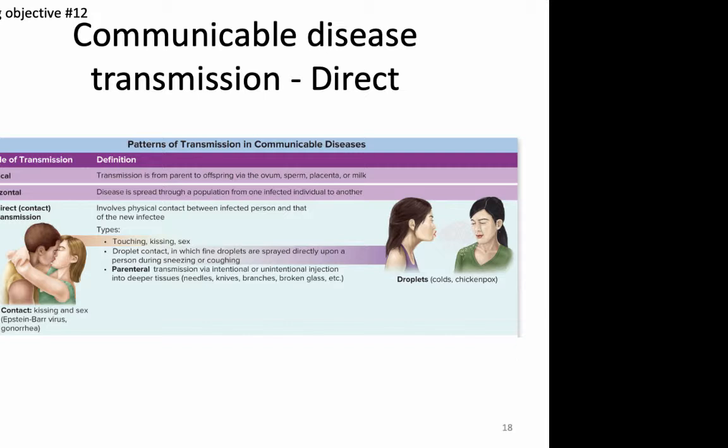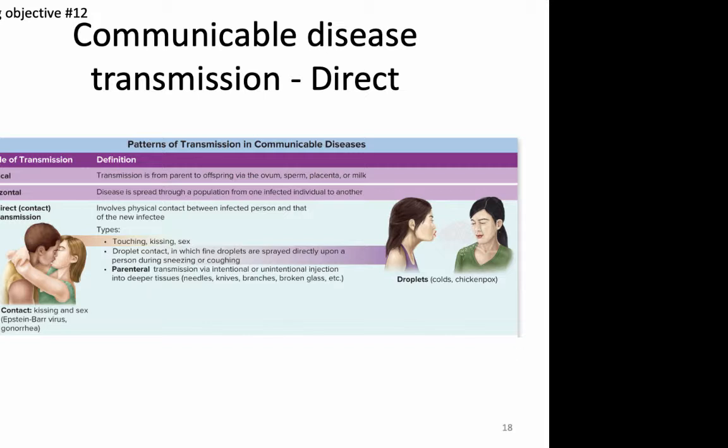Horizontal infection is when the disease or microbe passes from one carrier to another. They're not directly related, they're just in contact in some way. So some examples of direct or contact transmission are kissing, sex, and droplet contact. So if a person who has the flu sneezes and the flu is expelled in the sneeze droplets, which another person then inhales.